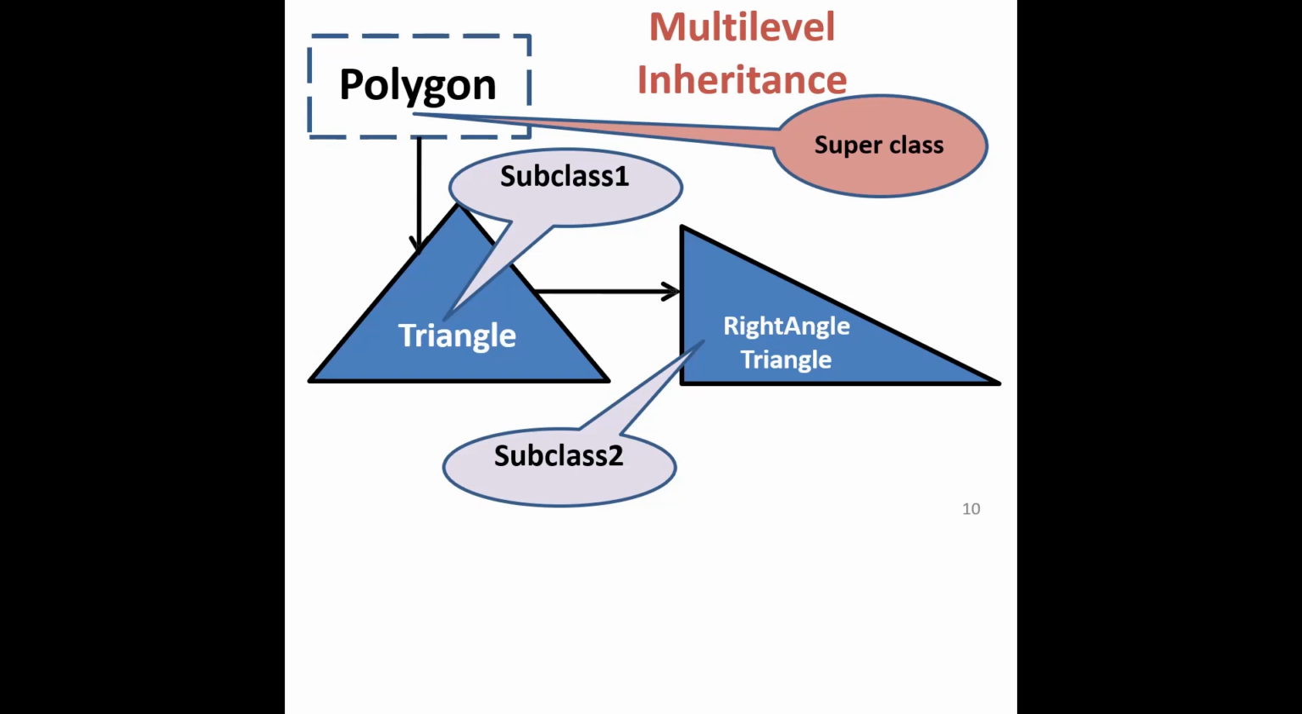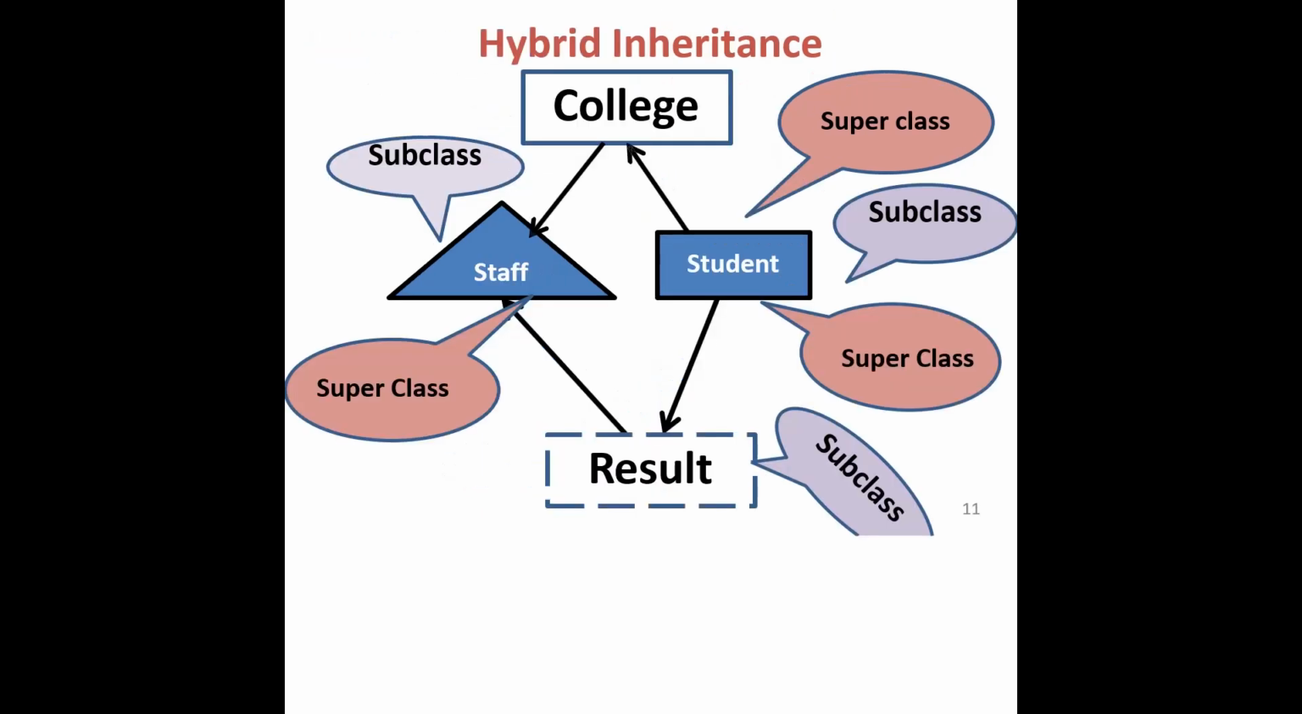Next type is multi-level inheritance. In multi-level inheritance, there are levels of inheritance. From the superclass, subclass 1 is derived, and again from subclass 1, subclass 2 is derived. See in this example, polygon is the superclass. From the superclass, the triangle subclass 1 is derived. From triangle subclass 1, another subclass 2, which is the right angle triangle, is derived. This is known as the multi-level inheritance.